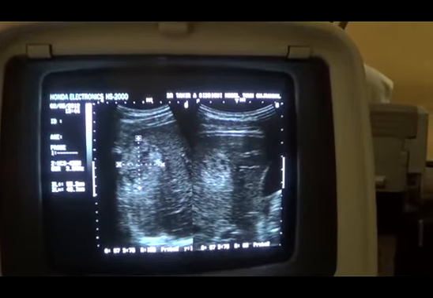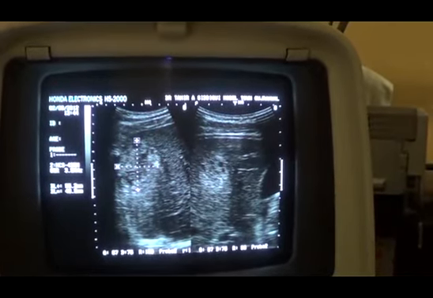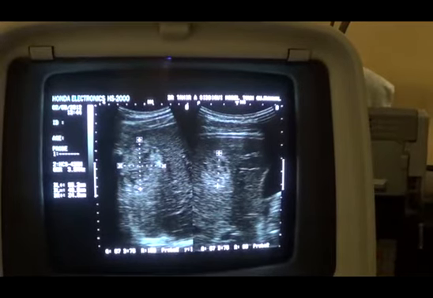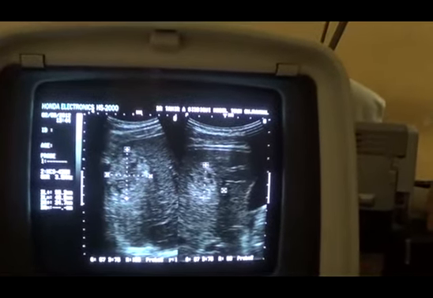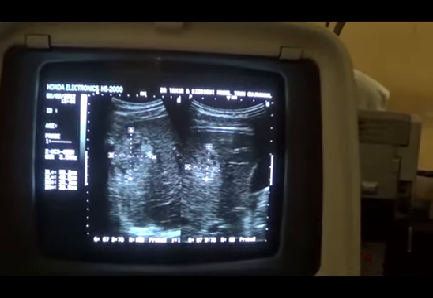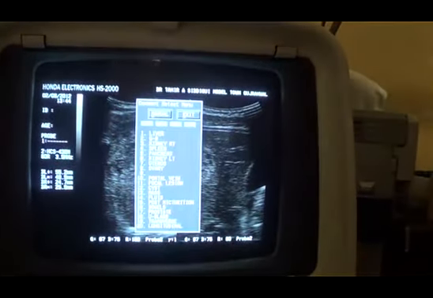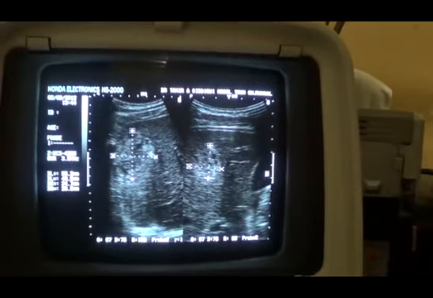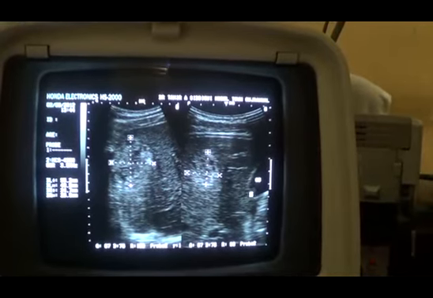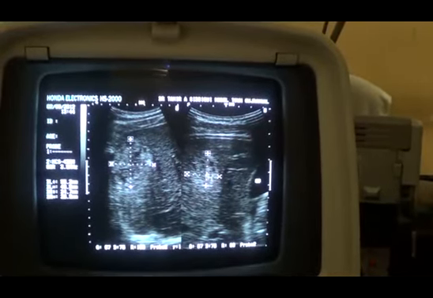5.5 into 4.85 centimeters, and the other one measuring 2.4 centimeters by 2.5 centimeters. This is the gallbladder. So no relation with the gallbladder seen.